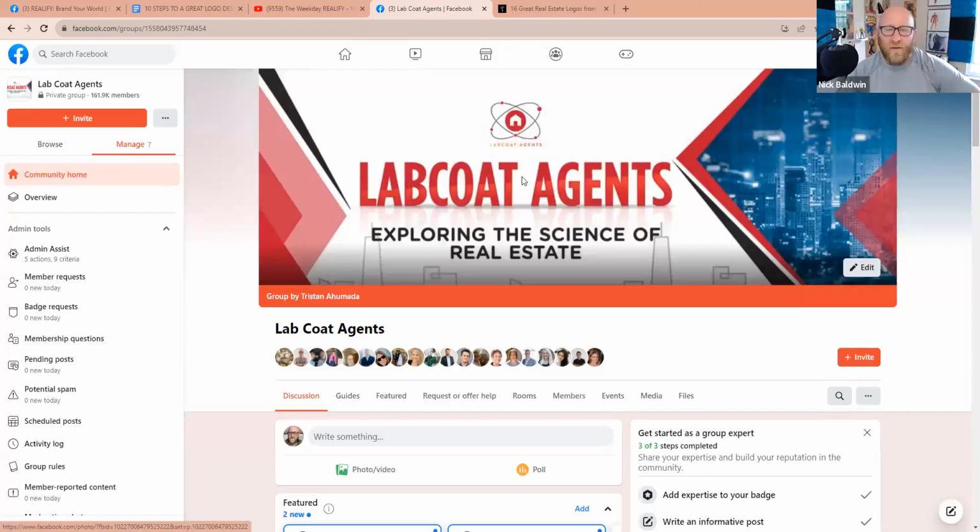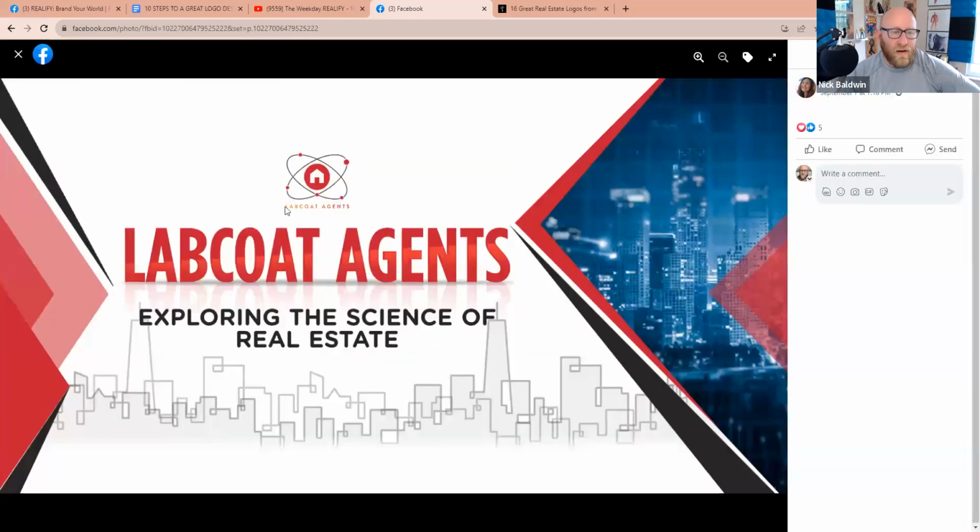So like on Lab Coat Agents, see how if you remove Lab Coat Agents and you just have this, the house and the kind of atom looking thing, that looks good by itself on a hat or on a shirt. And people in the real estate industry, when they see that, they know that it's Lab Coat Agents.